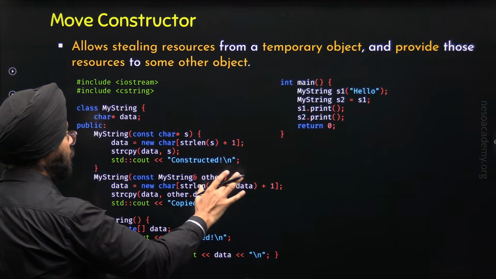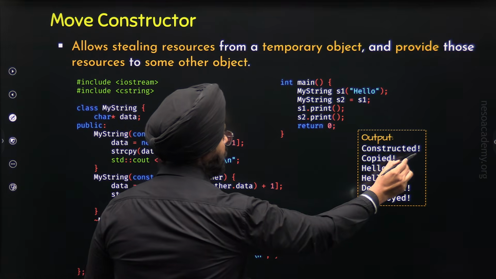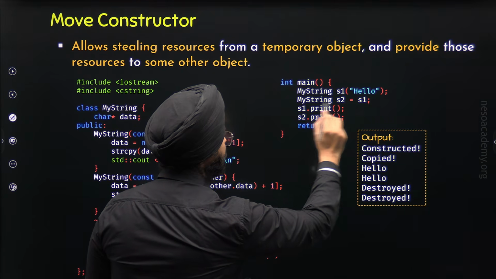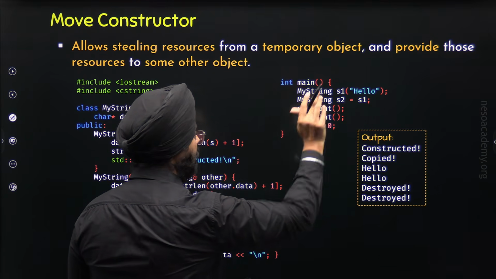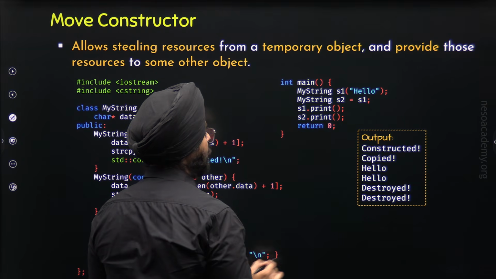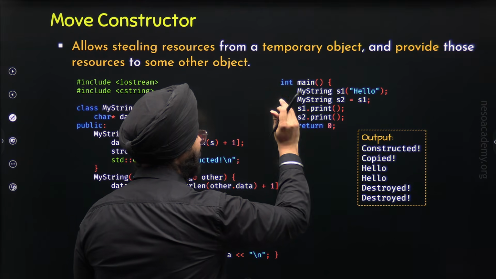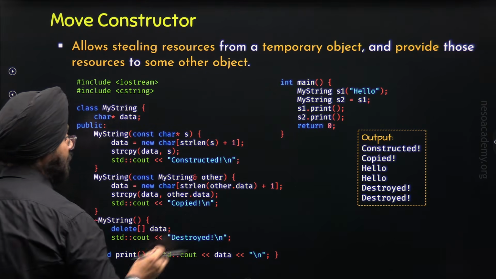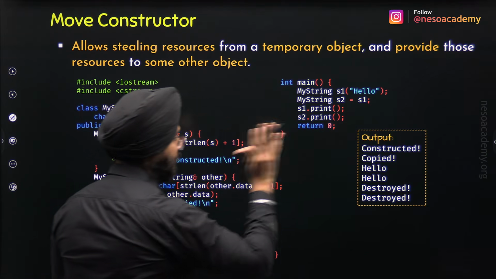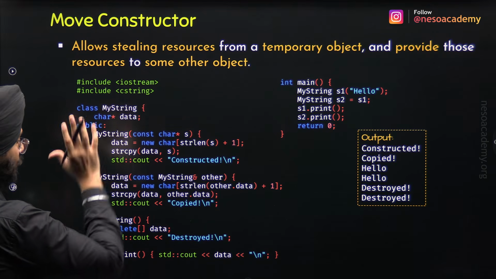We know when we execute this program, we will get this output. First, we are getting "constructed" because of this line. Then we are getting "copied" because of this line. This means the copy has been created successfully. After this, we are getting hello twice because of these two print calls. We are calling this function for s1 and s2. That is why we are receiving this output. And then "destroyed" is printed twice. I hope this program is completely clear to you.